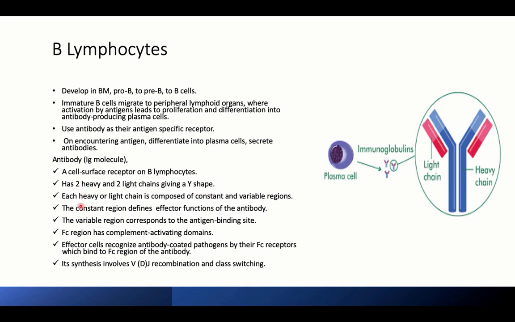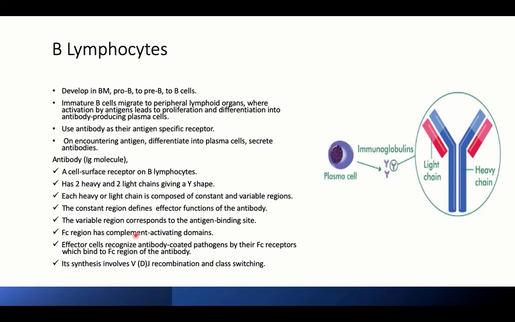giving a Y shape. Each heavy or light chain is composed of constant and variable regions. These are the variable regions or Fab fragment, and this is the constant region or the Fc fragment. The constant region defines effector functions of the antibody, while the variable region corresponds to the antigen binding site. Again, this is the Fab fragment or the variable region of the immunoglobulin that recognizes the different antigens, while this is the Fc portion which determines the effector functions of the antibody.